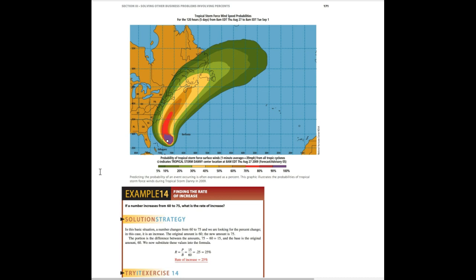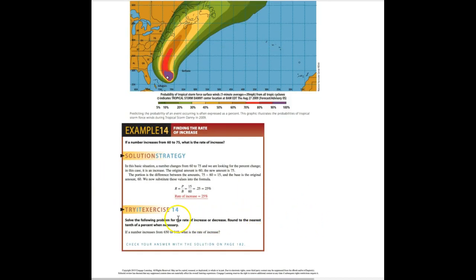And then the base is the original amount. Remember, it's what we start with. The starting point is the base. So 15 divided by 60 equals 0.25. Remember that our rates are always written as a percent, so it's a 25% increase. So go ahead, pause the video, and try exercise 14 on your own. Check your solution on page 182.